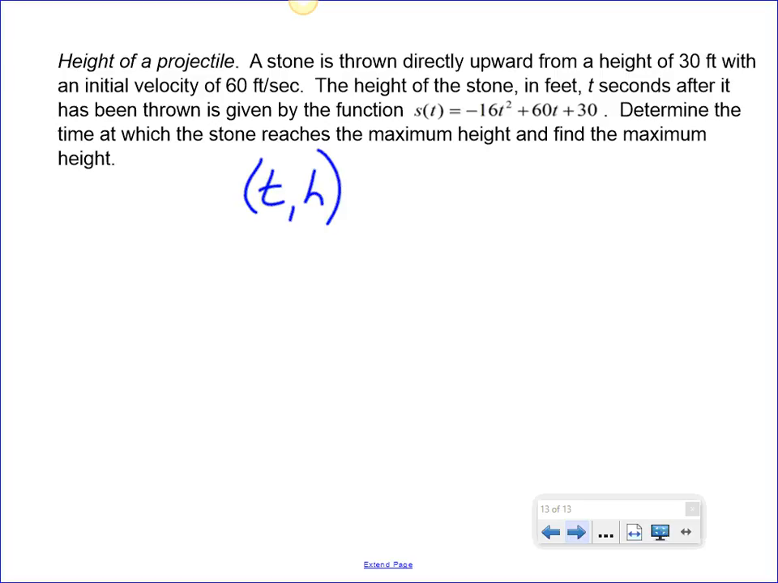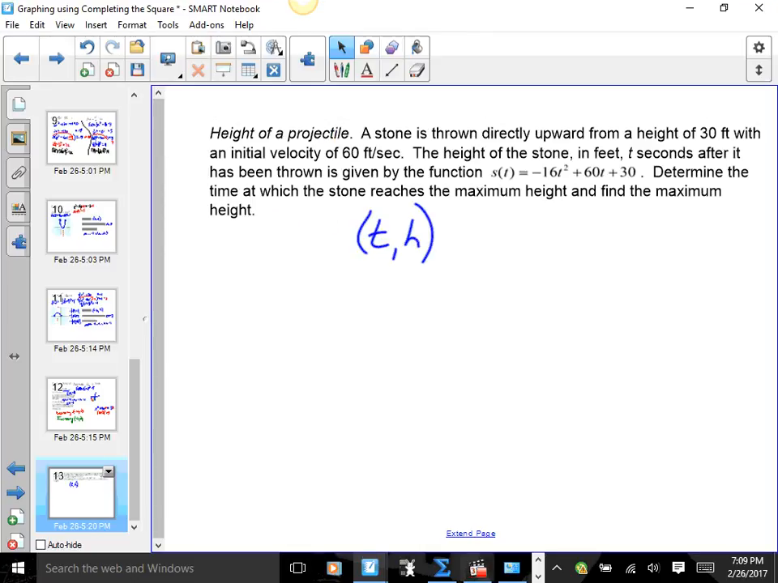So the first value is going to tell you your time. The second value is going to tell you your height. So again, follow through that process of completing the square. From that, you will be able to tell what the vertex is, which will tell you the two answers to that question. Okay, hopefully this all makes sense to you. And I appreciate your patience.